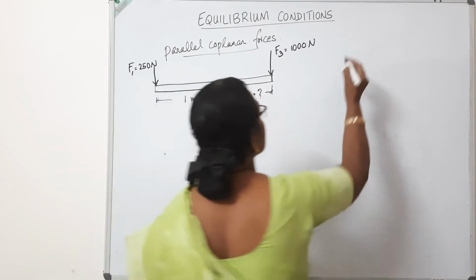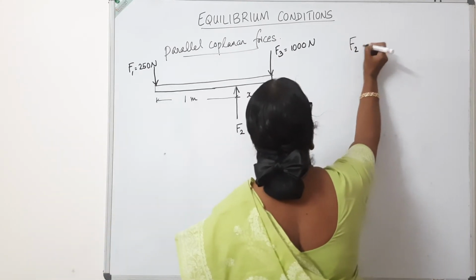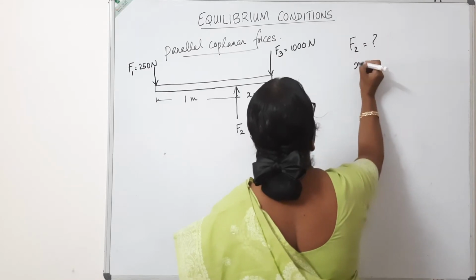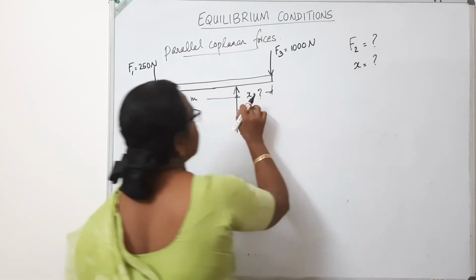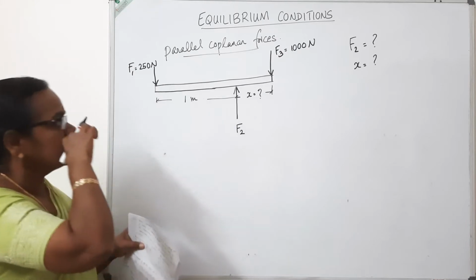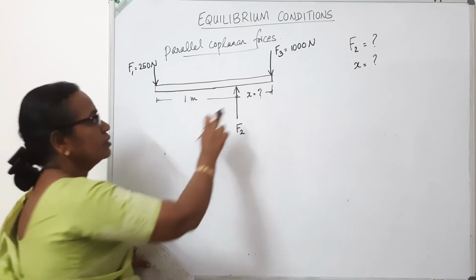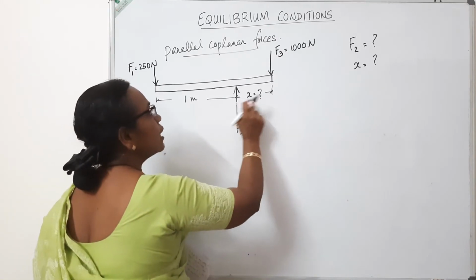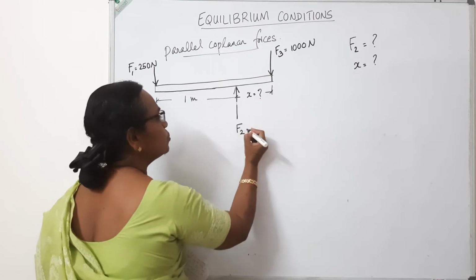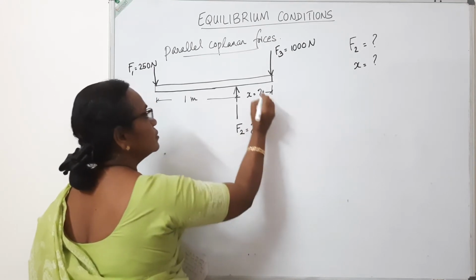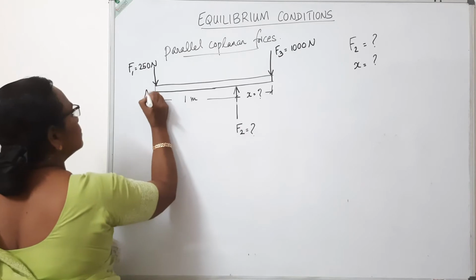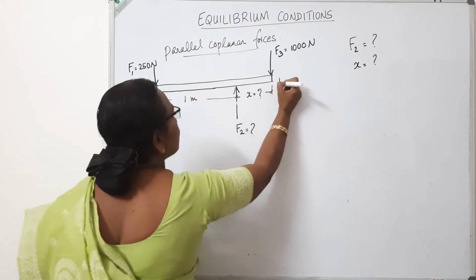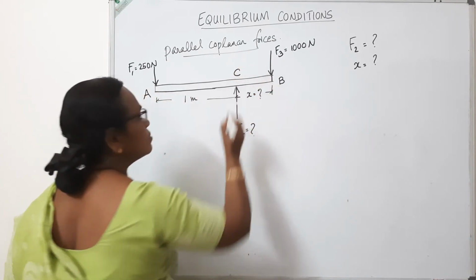So you are asked to find out the magnitude of F2 and the distance of F2 from F3. Let me mark it as X. I have to find out F2 as well as this X. I will give the names: let this point be A, this point be B, and this be C.